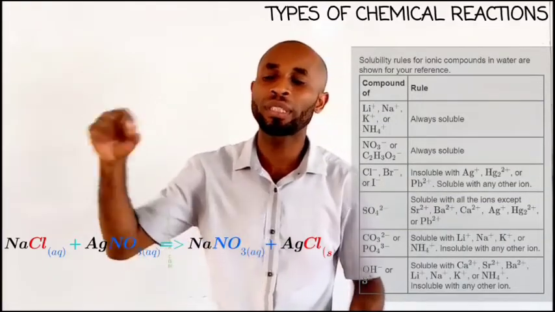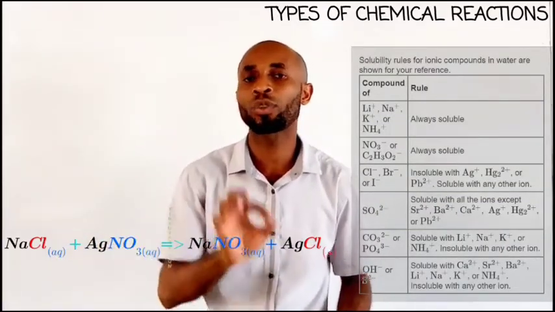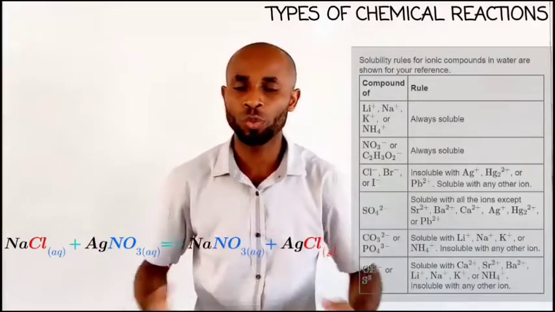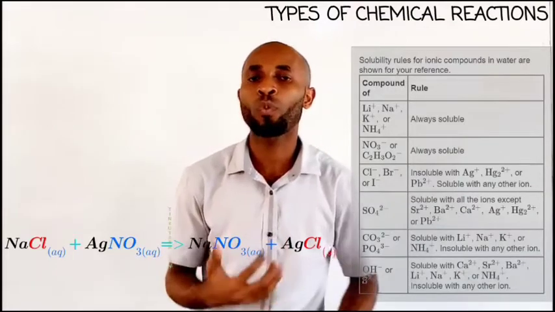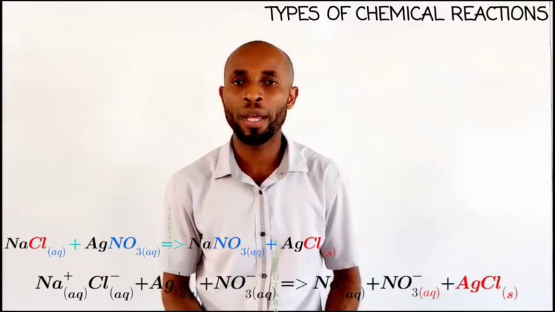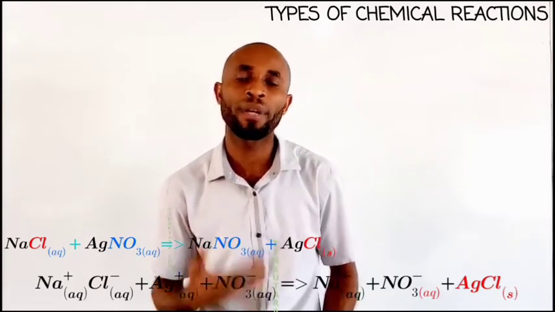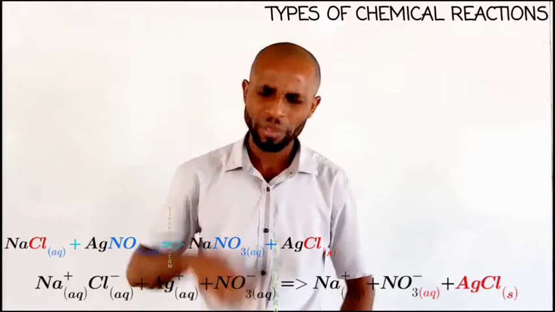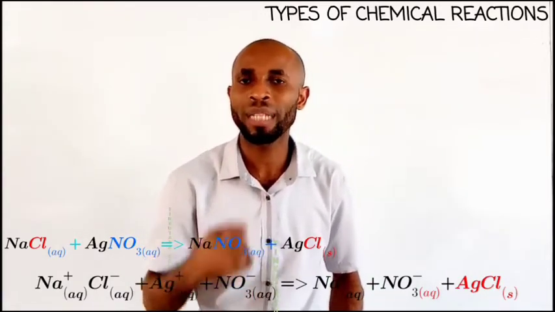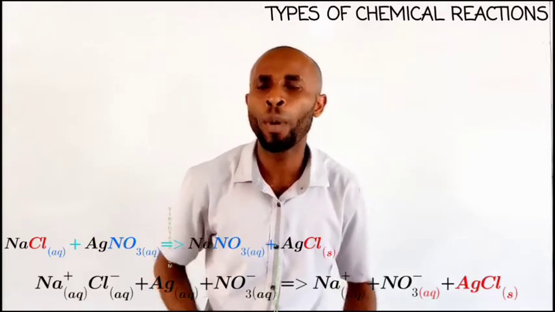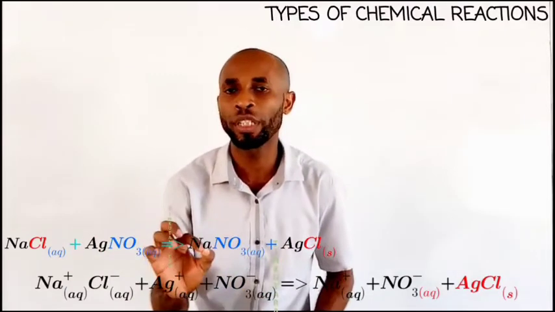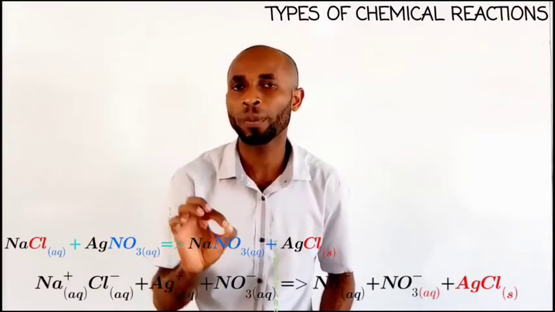Now, if we go back to this silver trioxonitrate(V) and sodium chloride, if we split it to use the ionic equation, we are going to have aqueous sodium, aqueous chloride reacting with aqueous silver ion and aqueous trioxonitrate(V) ion to give us aqueous sodium ion and aqueous trioxonitrate(V). But that silver and chloride will join together to give us a solid, insoluble substance.